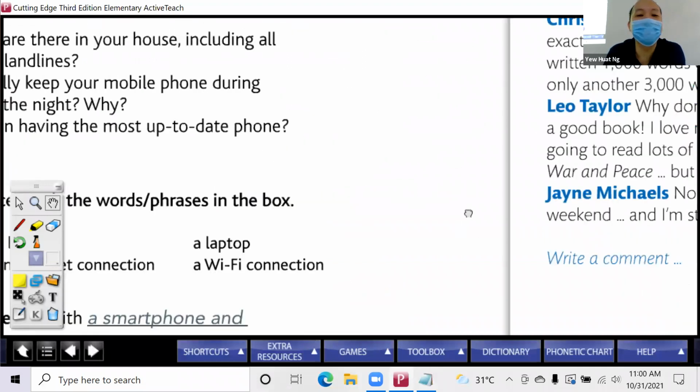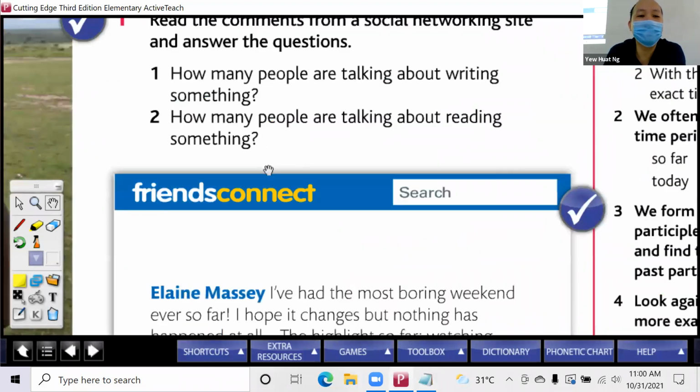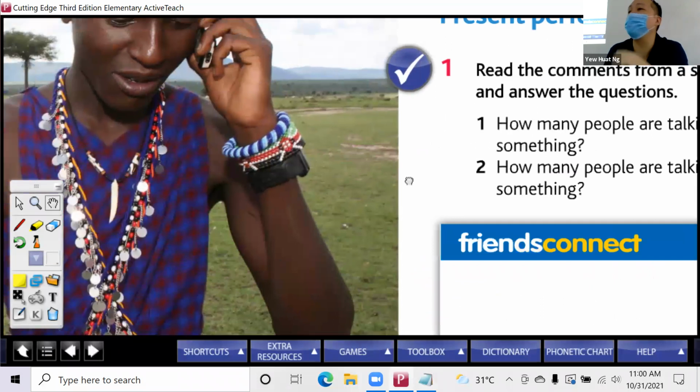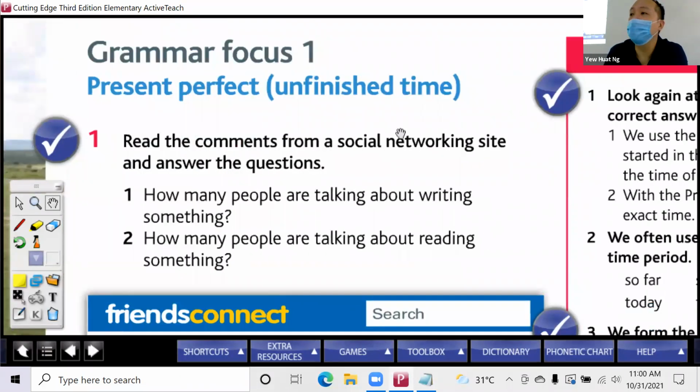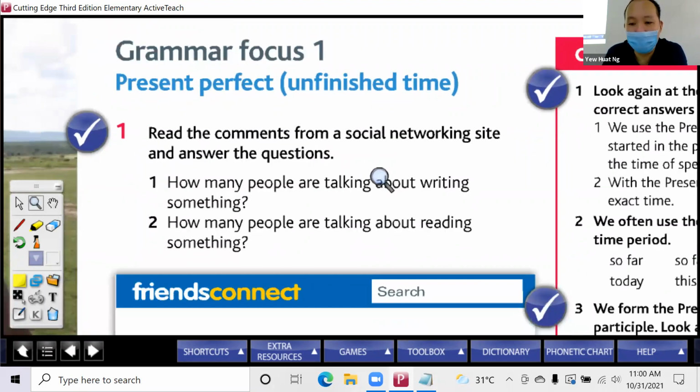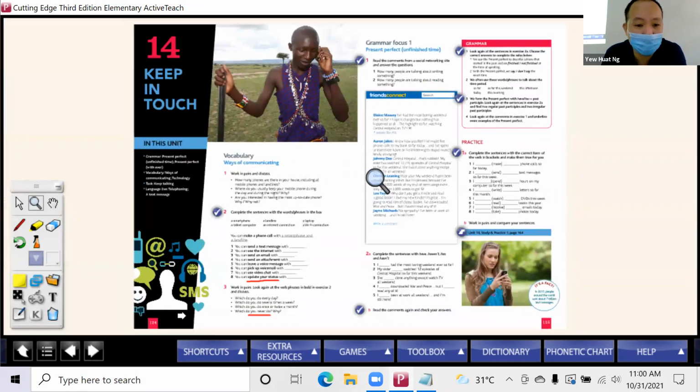All right. Now we're going to talk about communication, talking. But we're now going to look at the present perfect. And Tim, this is at page 125.